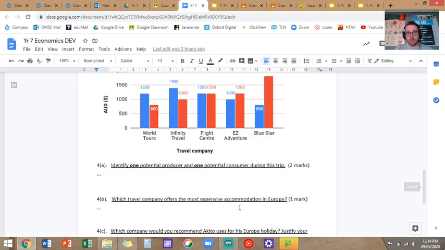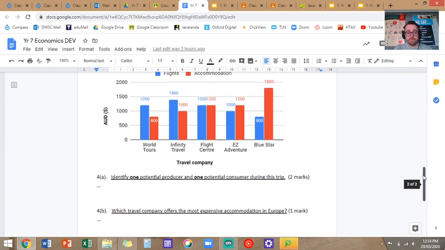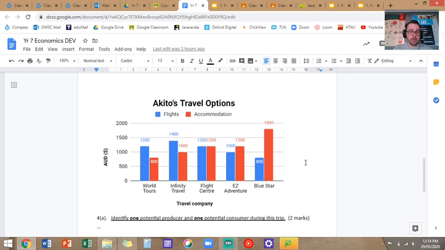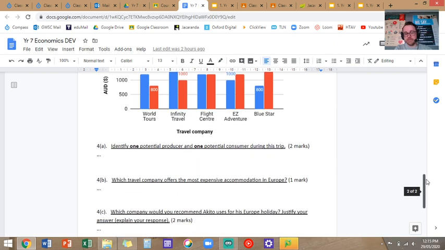4B. This is just a 1 mark question, so I'm not going to write an essay. It's 1 or 2 sentences. Which travel company offers the most expensive accommodation in Europe? So this question, you're going to have to be able to look at that graph and identify 1, which one is accommodation? I'm hoping you're not colorblind. And 2, which one is most expensive?